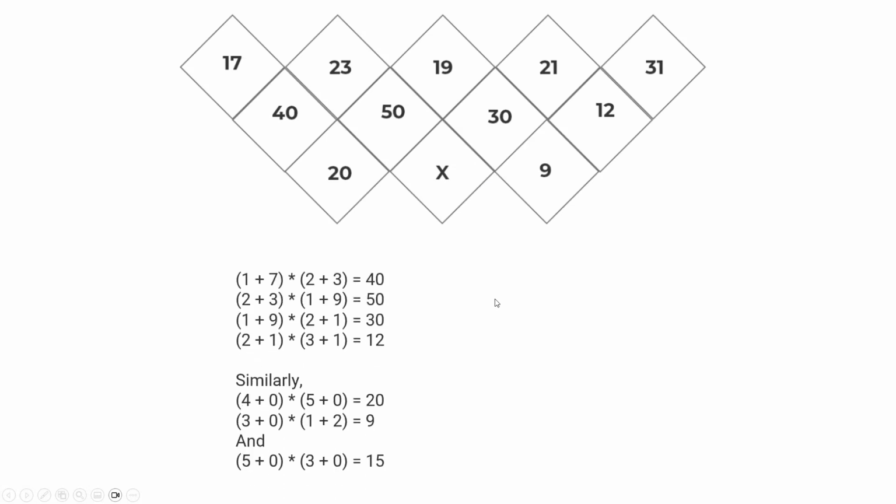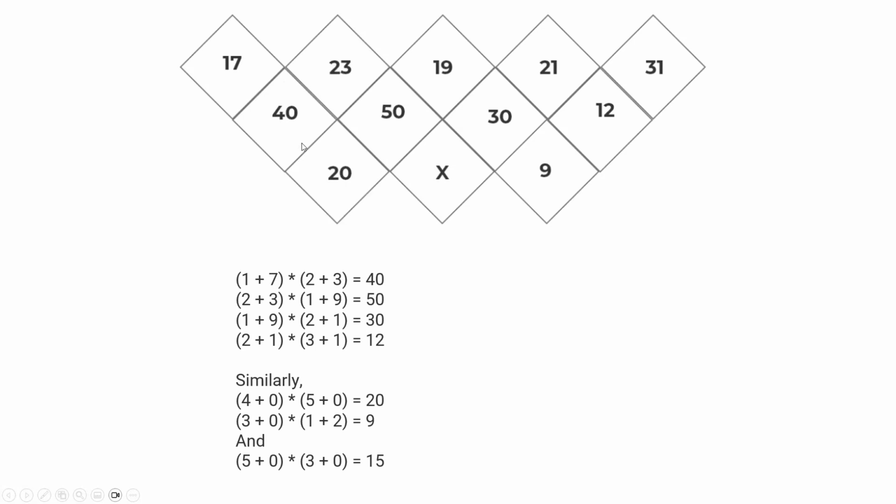So the answer is very simple. Here, 17, 23, we will concentrate on the first row. Okay, since these rows go on decreasing, we have to concentrate on the first row, that is 17. 1 plus 7 multiplied by 2 plus 3 is 40. Likewise, we need to do it for all of these. So these are the series of numbers that we have got: 40, 50, 30 and 12.